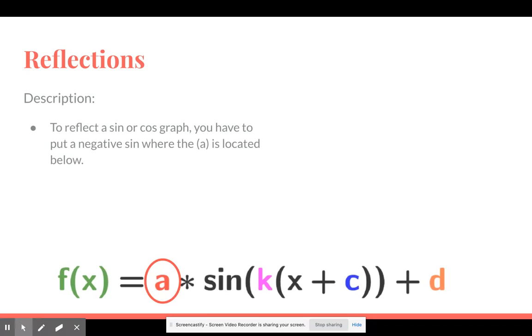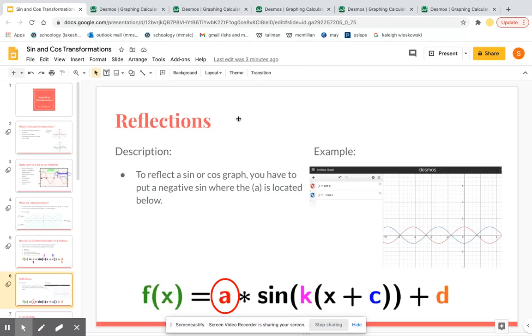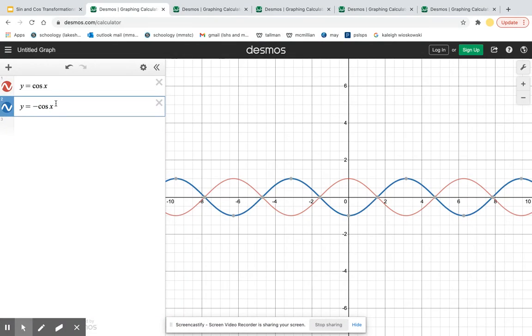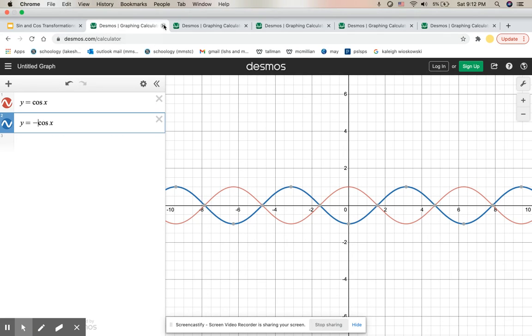So first, reflections. To reflect a sine or cosine graph, you have to put a negative sign where the a is located below. An example of this would be on the Desmos graphing calculator. First, in red, we have our original classic cosine function. If we add this negative right here in front of the cosine x, it flips it over the x-axis, or reflects it. So as you can see, there's your classic cosine function, and there it is transformed once you add the negative, which reflects it over the x-axis.